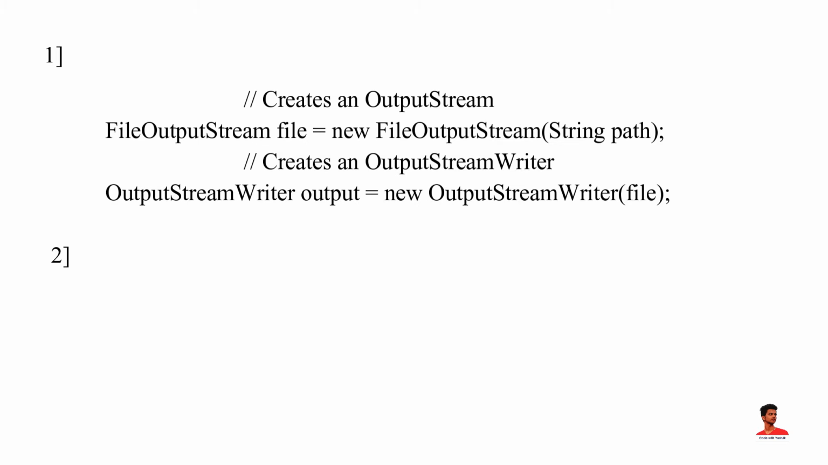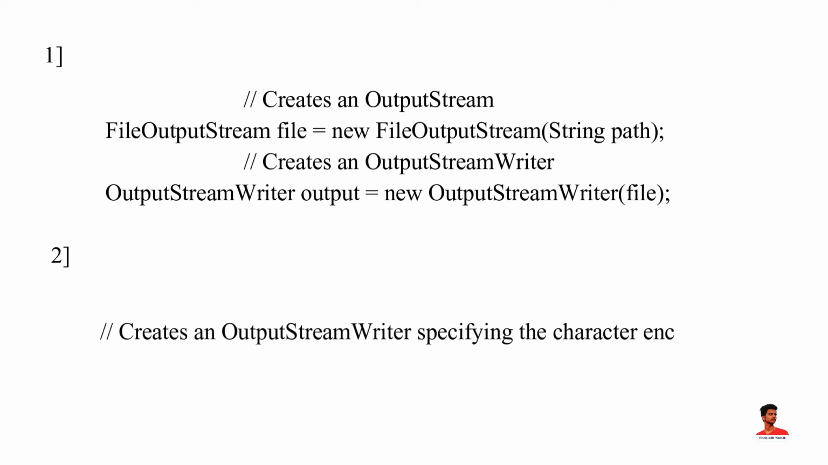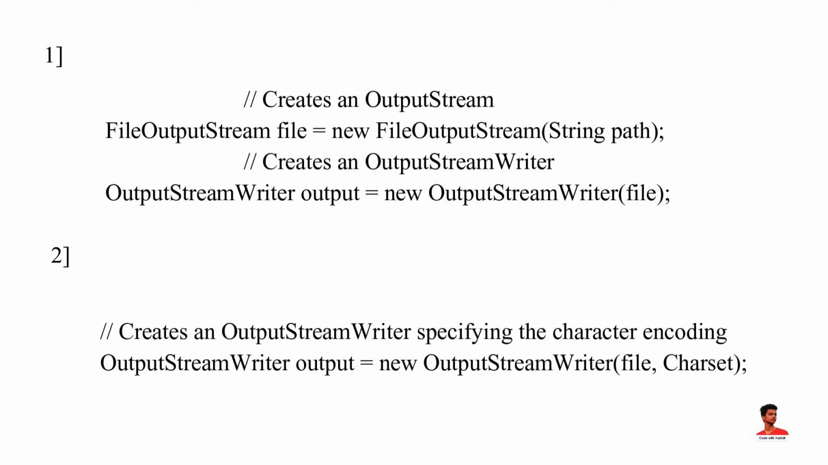Here we have created an OutputStreamWriter named output along with the FileOutputStream named file. Here we are using the default character encoding to write characters to the output stream. However, we can specify the type of character encoding to be used to write data. Here we have used the Charset class to specify the type of character encoding.